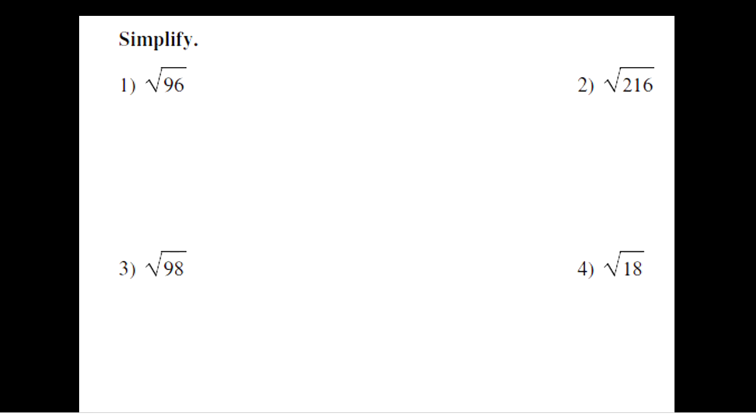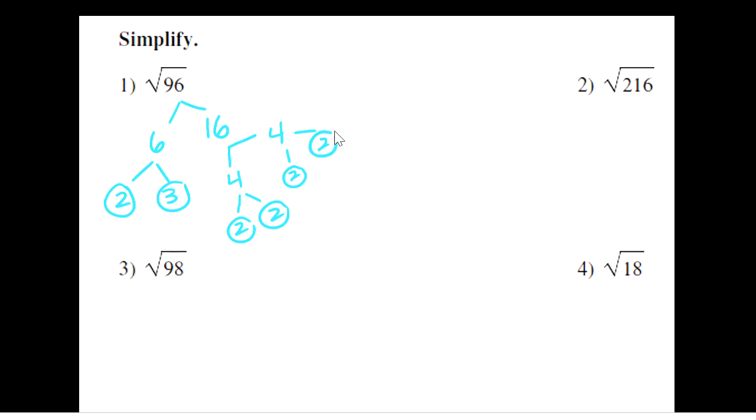First question, square root of 96. Let me go ahead and change my pen to a smaller pen here. The square root of 96, we can break that 96 up into a lot of different things. I'm going to choose 6 times 16. That 6 can be 2 times 3. That 16 can be 4 times 4. Let's circle that 2 and that 3 since they're prime. And the 4s will break down into some 2s.